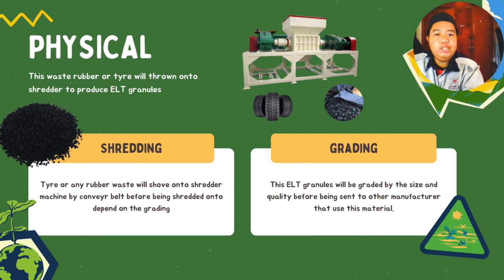Firstly, the physical way. This waste rubber or tire will be thrown into a shredder to produce ELT granules. Shredding: tire or any rubber waste will be shoved into the shredder machine by the conveyor belt before being shredded depending on the grading. The grading process: we can see the image above the shredder machine, and the black one is the final product. For grading, these ELT granules will be graded by size and quality before being sent to other manufacturers that use this material.